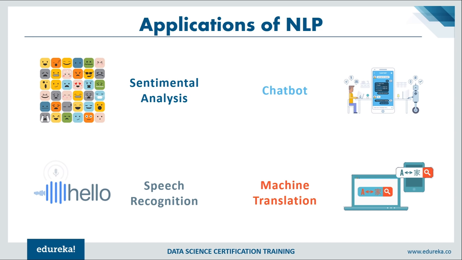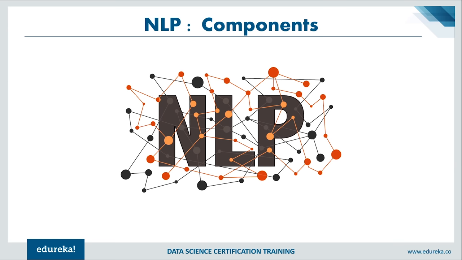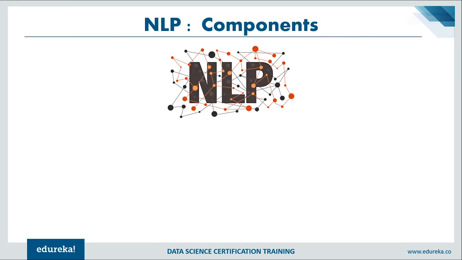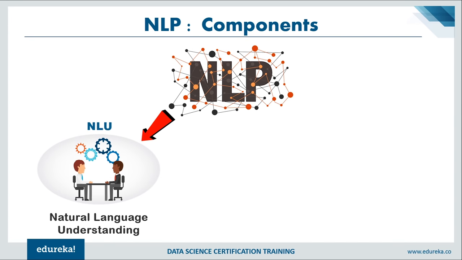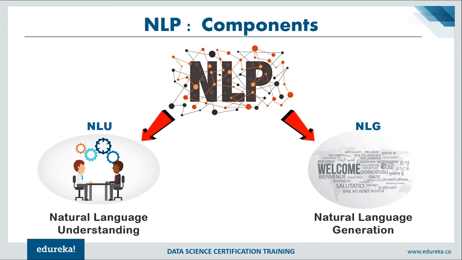Now, the most common example of it is Google Translate, as you know. It uses NLP to translate the data, or I should rather say the text, from one language to the other, and that too in real time. Now, NLP consists of two components: natural language understanding, referred to as NLU, and natural language generation, referred to as NLG.